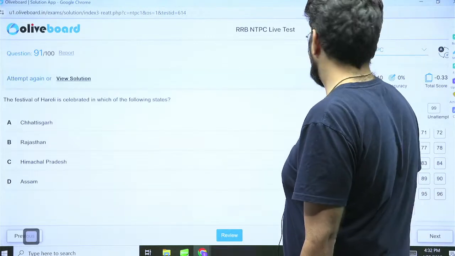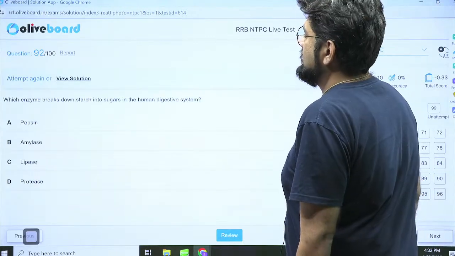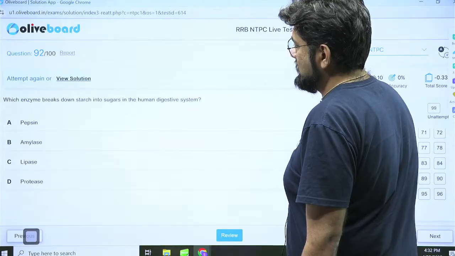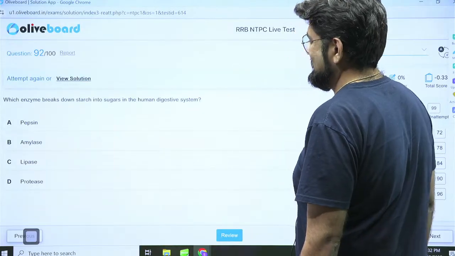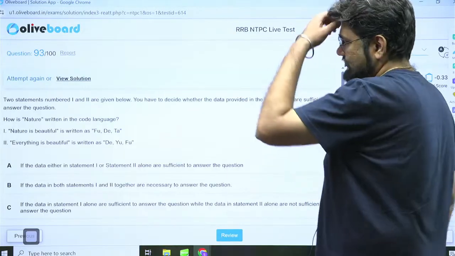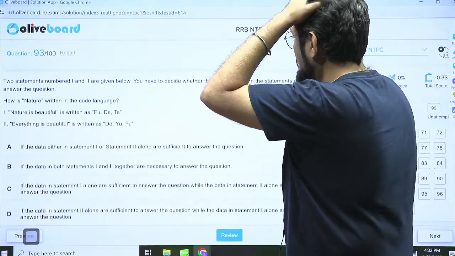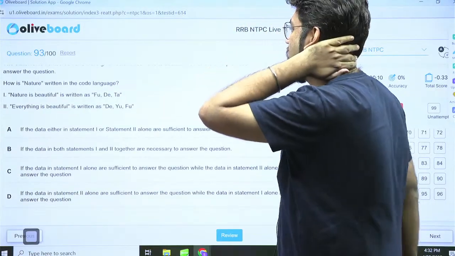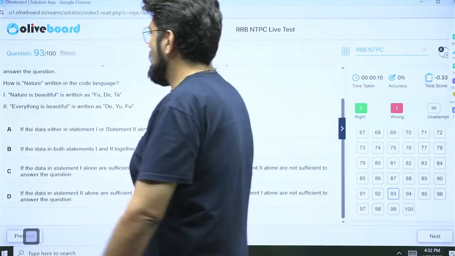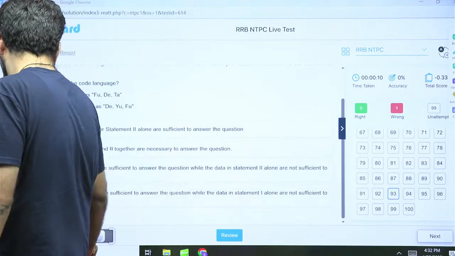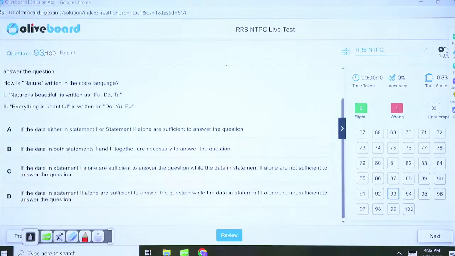91. Starch into sugars. Okay, two statements. I have to decide the data sufficiency. How is nature written in the code language? That is the question given to you. You want time to solve it? You can take some time and solve it.